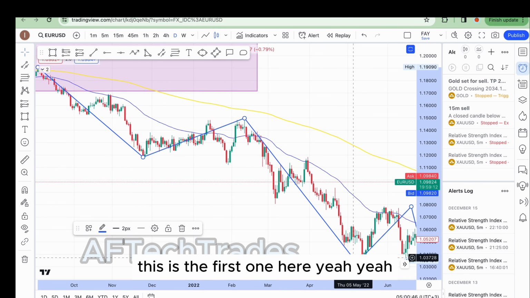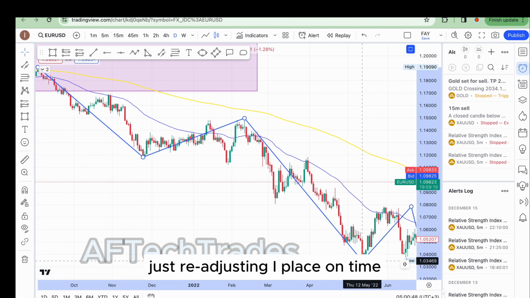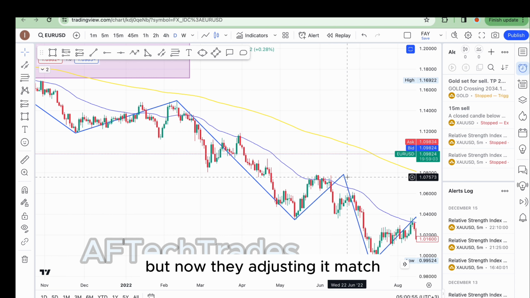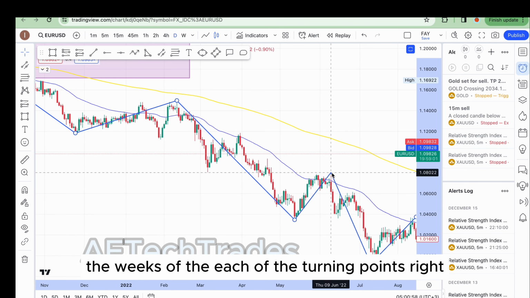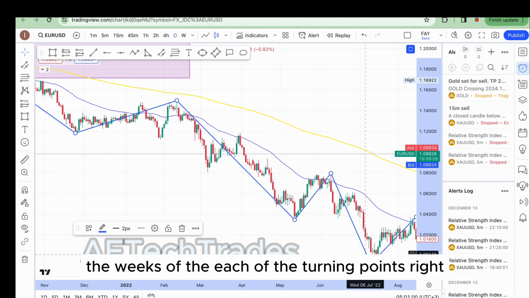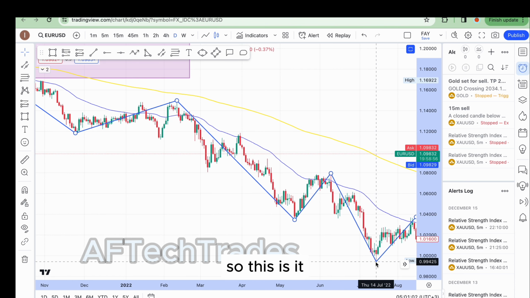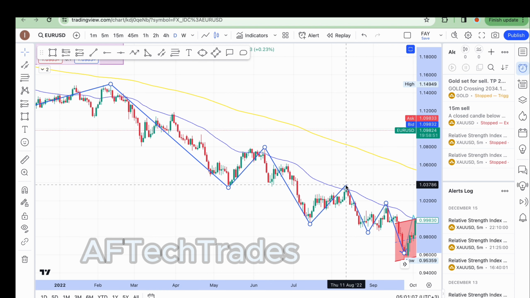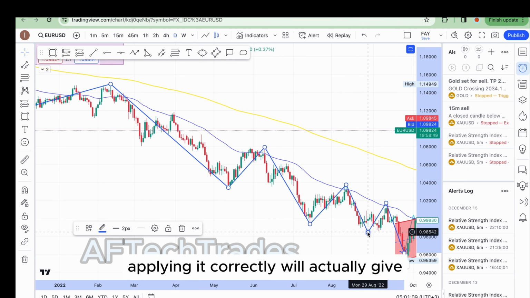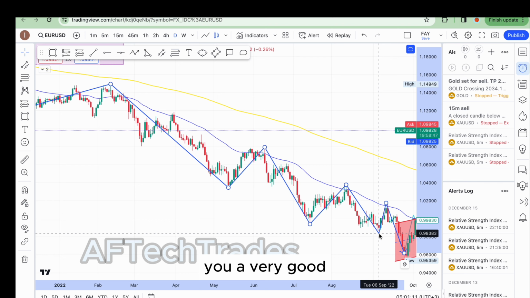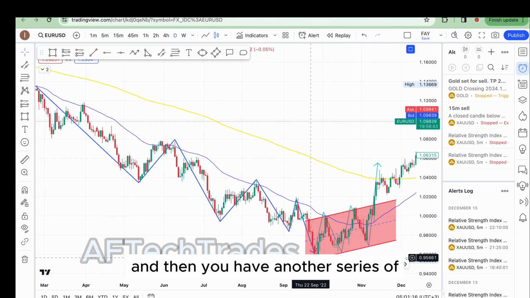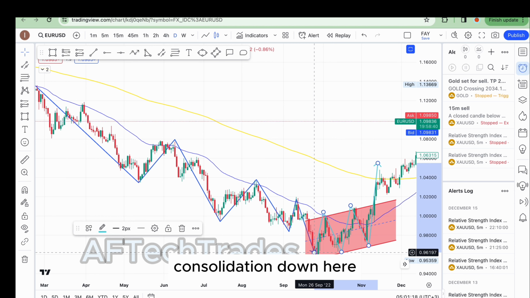Yeah, just readjusting. I placed it on time, but now readjusting it to match the wicks of each of the turning points. So this is it. Applying it correctly will actually give you a very good return. And then you have another series of consolidation down here.